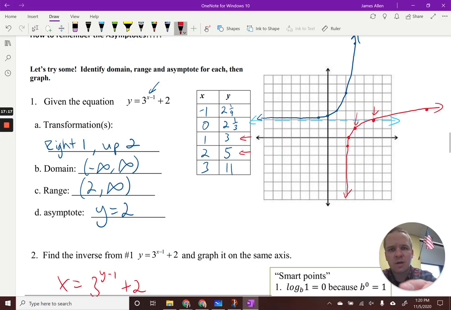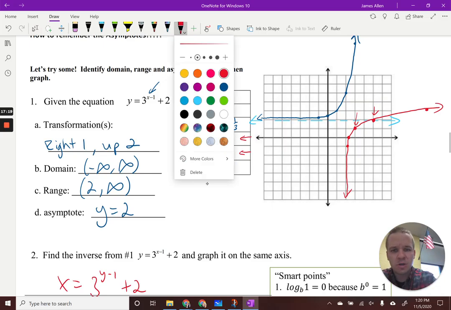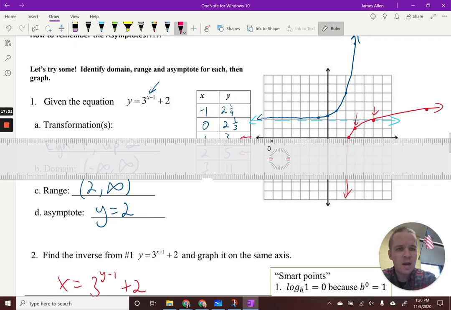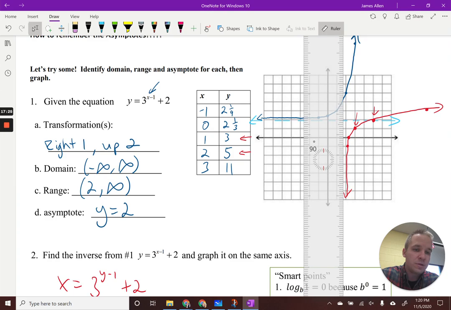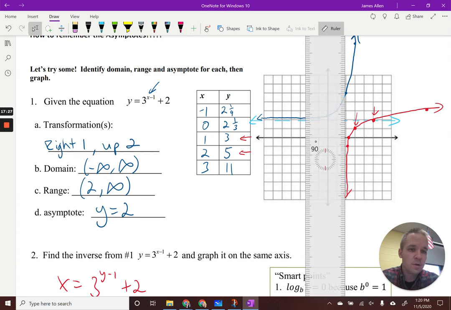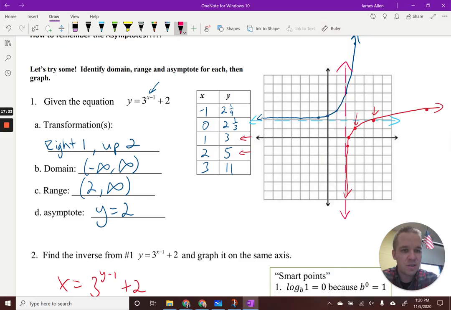Cool. What about our asymptote? I'm going to grab a lighter reddish color here. We'll go with this pink color. And now I'm going to have a vertical asymptote of x equals 2. Pop that right there. And remember, that graph never touches that asymptote. It just gets infinitely closer to it.